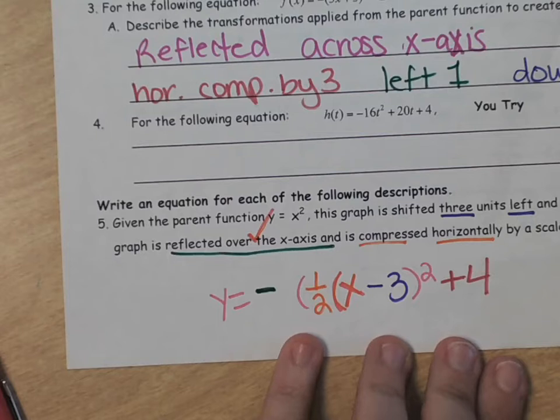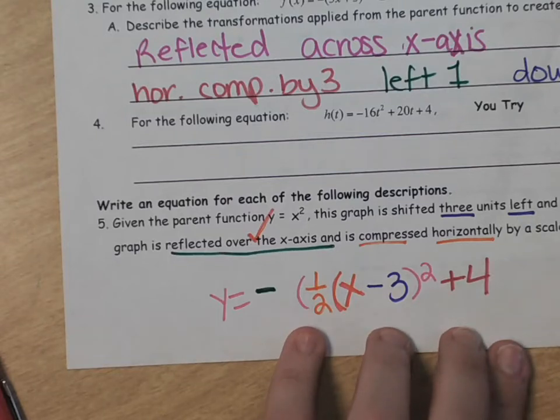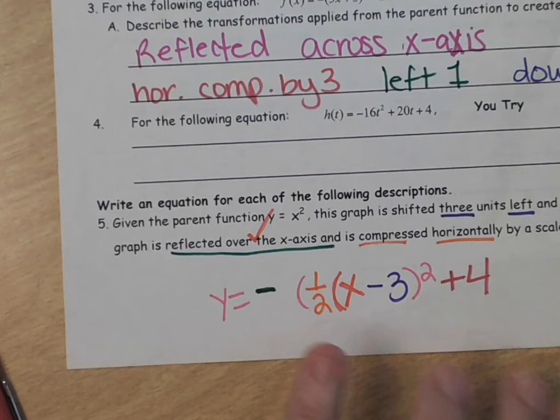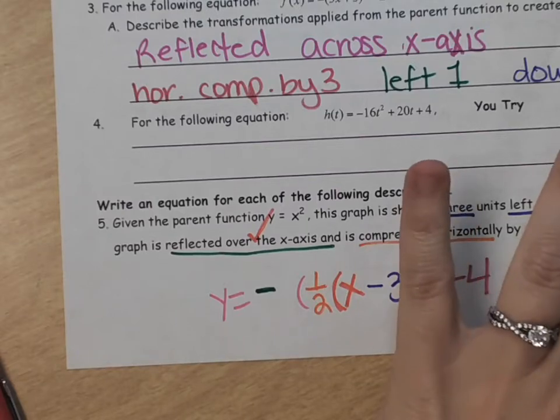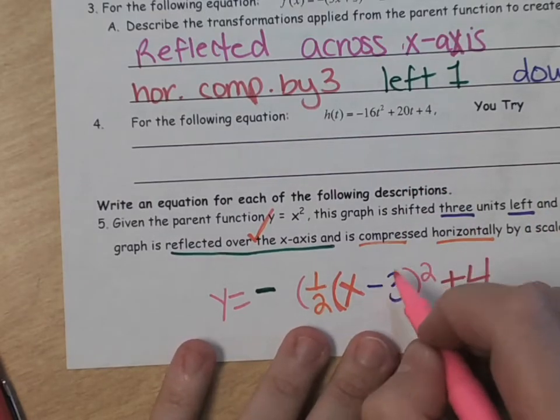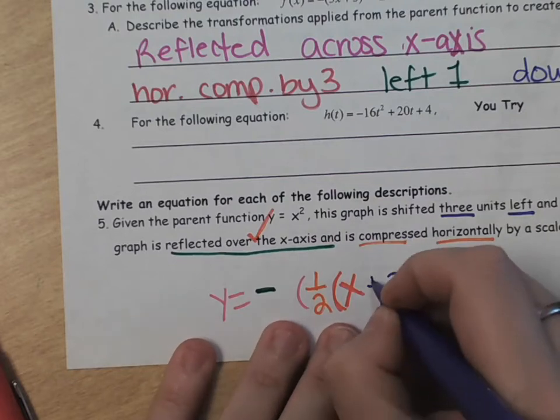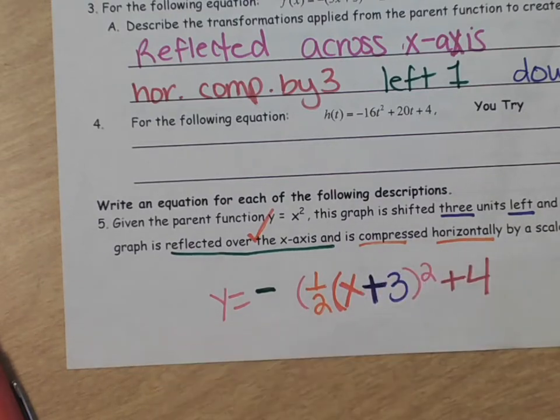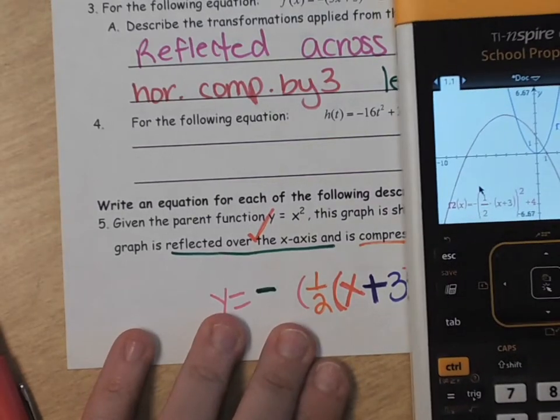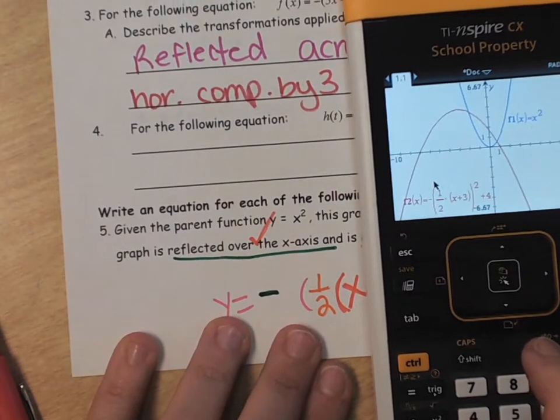Did it go left? That didn't go left, did it? That went to the right. So that means that we made a mistake here, and that should have been a positive. So let's go back and change this negative 3 to a plus 3. Now it went left. So let's put it on so you can see it. Now it went left.